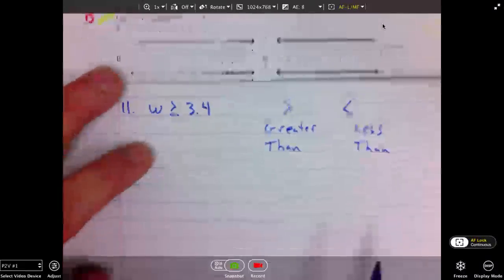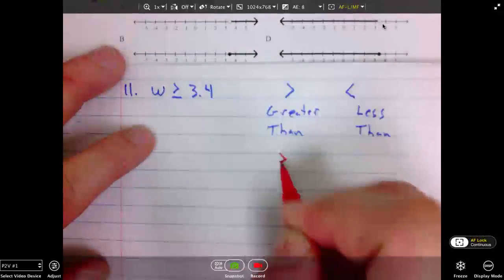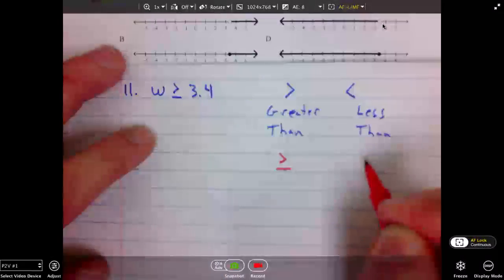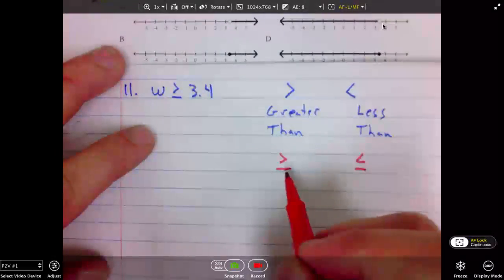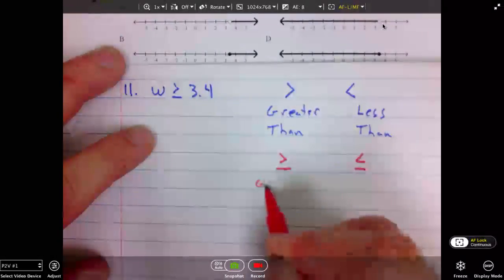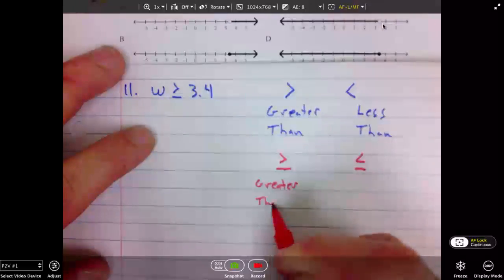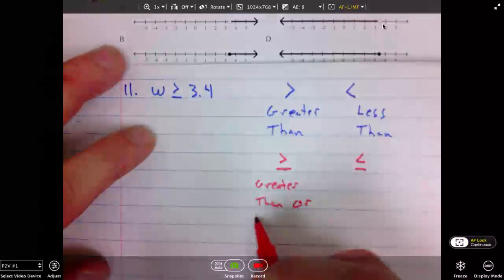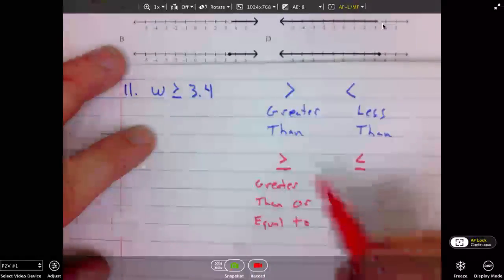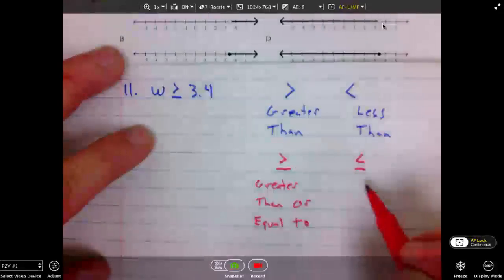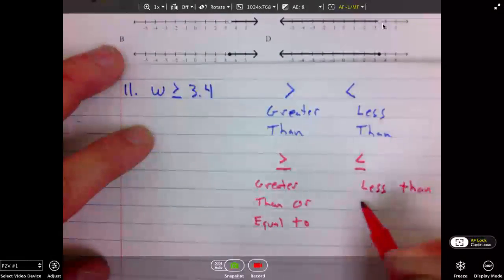Whenever we add the line underneath, we say or equal to as well. This symbol here is greater than or equal to. Likewise, this is less than or equal to.